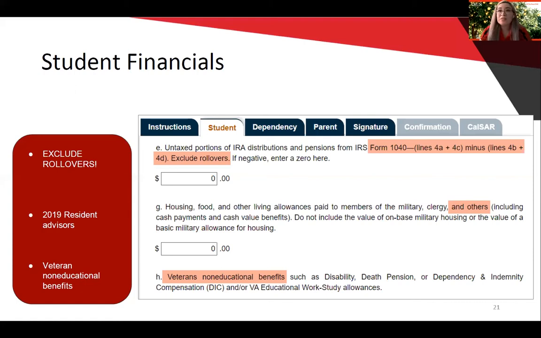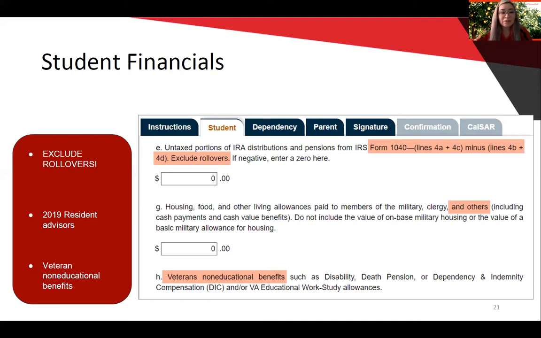If we move on to the next question, it's going to ask about housing, food, and other living allowances paid to members of the military, clergy, and others. What I want you to keep in mind in this one is it specifically refers to resident advisors. Aside from potentially being a member of the military or a clergy, if you were a resident advisor in the year 2019, please make sure that you're reporting what you earned during the 2019 year. Do not include any value of on-base military housing or the amount of the basic military allowance you receive for housing. This is only going to include if you're a resident advisor or any living allowances as a member of the military or clergy.